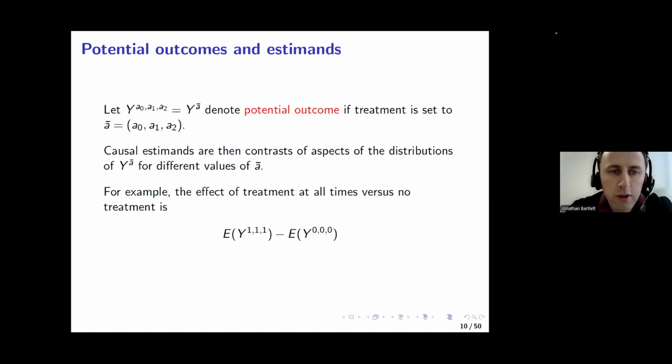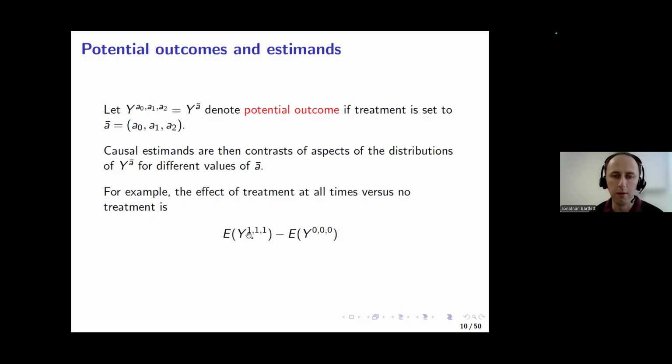Okay, so to define causal effects, I'm going to use potential outcomes. Here, with this simple setup where I just had three different times at which treatment could be varied, I've got a potential outcome Y superscript A0, A1, A2, which is the outcome that a given individual would experience if their treatments were set to values A0, A1, and A2 at each of these three time points. These three letters are just placeholders for specific values of interest.